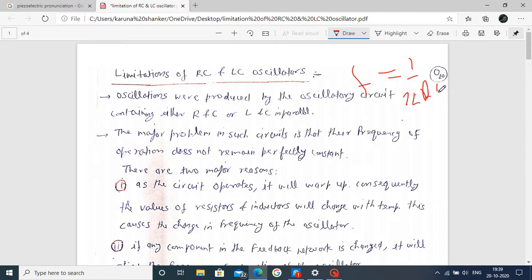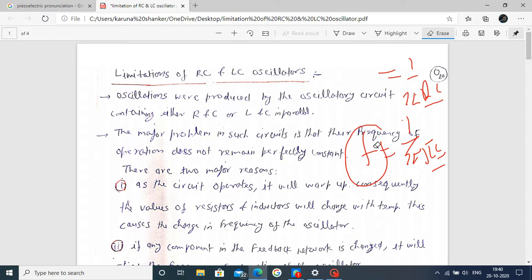By changing the value of RC, the oscillation frequency of the circuit changes. Also we have seen the relation 1 upon 2 pi under root LC. By changing the value of LC, the oscillation frequency also changes. This means the oscillation frequency depends upon R and C, and L and C. By changing these values, the oscillation frequency changes. The heading of this topic is limitation of RC and LC oscillators.